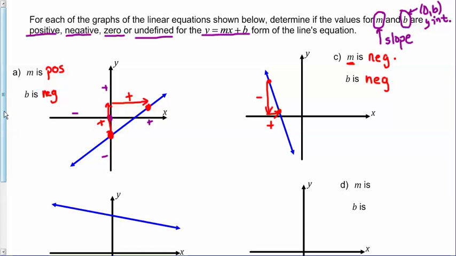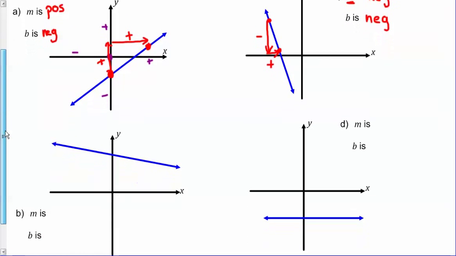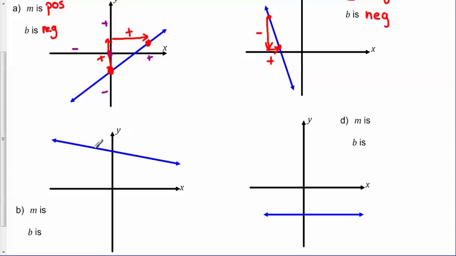Okay, let's see what these last two have for us. This next graph, if we think about the slope, going from this point to this point, how would we get there? Well, we'd still have to go down just a little bit, and then we'd have to go to the right. Again, down is negative, to the right is positive, and so that's telling us that we have a negative slope.